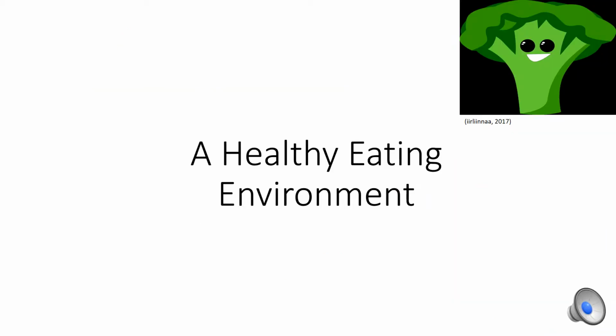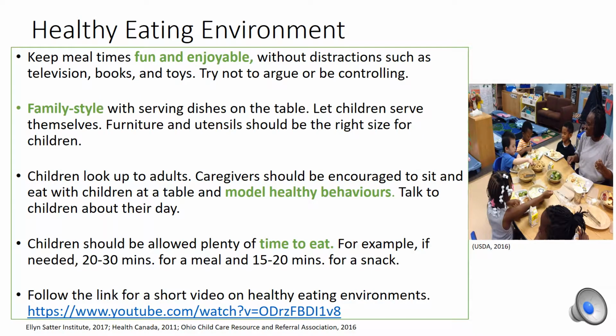This next section covers what it means to offer children a healthy eating environment. Keep mealtimes fun and enjoyable without distractions such as televisions and toys. Try not to argue or be controlling. Eat meals family style with serving on the table. Let children serve themselves. Furniture and utensils should be the right size for children.